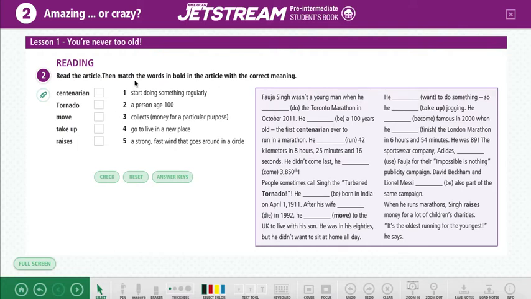So let's see. For example, centenarian. What do you think the meaning is? Is it number 1, number 2, or number 3? Well, centenarian me suena a que es a person age 100. So I am going to write number 2. Okay, and that's it. And then check me.